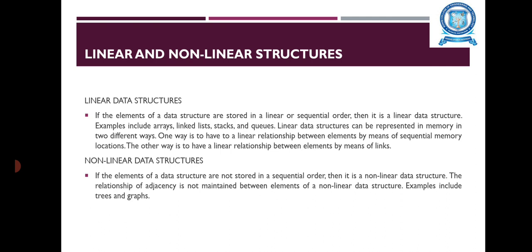Then next are the non-linear data structures. If the elements of the data structure are not stored in a sequential order, then it is a non-linear data structure. The relationship of adjacency is not maintained between elements of a non-linear data structure. Examples include trees and graphs. These are the examples of non-linear data structures.